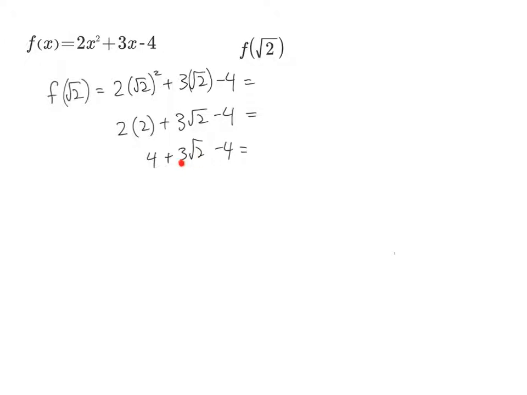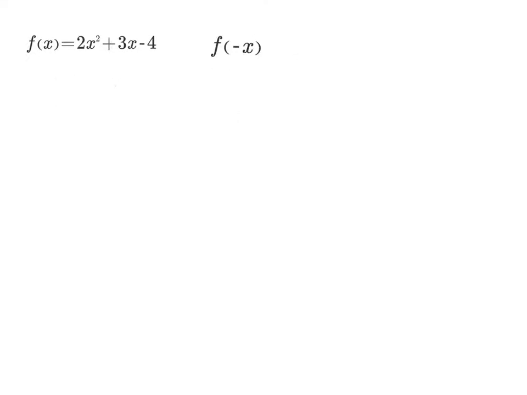Now, this 3 square roots of 2 cannot combine with the 4 because they're not like terms, but 4 minus 4 is 0, which then means we have 3 square roots of 2 plus 0, which is just 3 square roots of 2. Now on to another example.